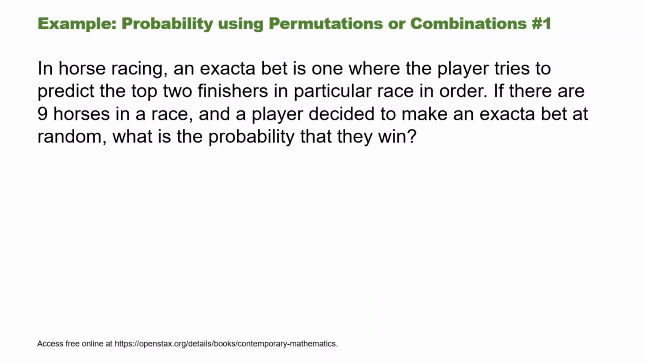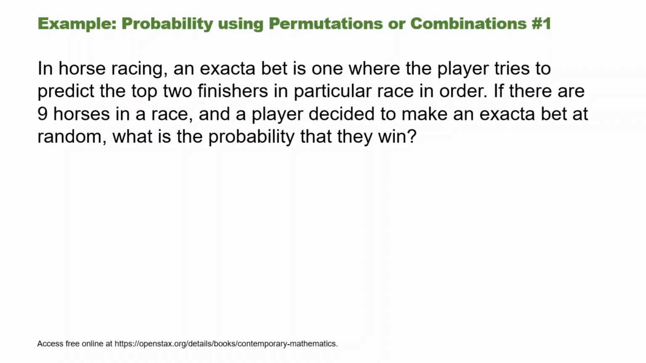Example, probability using permutations or combinations number 1. As we work through the next few questions, we've got to remember how combinations and permutations work, but in the end, we're going to be finding a probability typically. So in horse racing, an exacta bet is one where the player tries to predict the top 2 finishers in a particular race in order. If there are 9 horses in a race, and a player decided to make an exacta bet at random, what is the probability that they win?